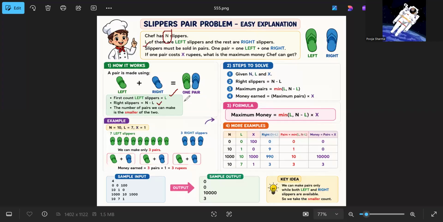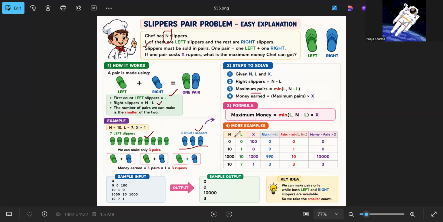Right? So let's take an example. The maximum pair is, if you have 7 left slippers, right? And you have 3 right slippers. How many pairs can you maximum make? Only 3, because there are 3 maximum right. So only 3 pairs can be made. So this is the situation where you have to make the maximum pair, and at the end how much money you have earned is also given. The maximum pair multiplied by X is the value of how much money you can earn.